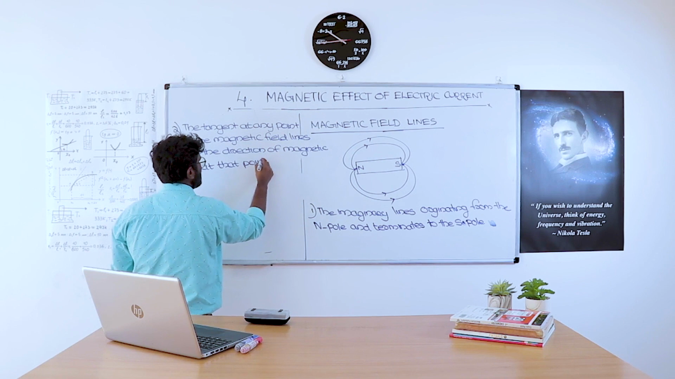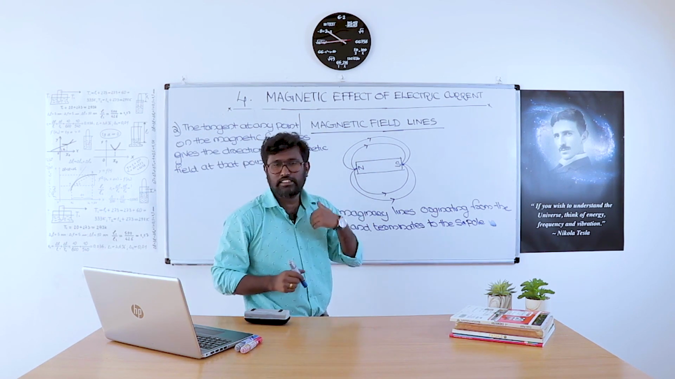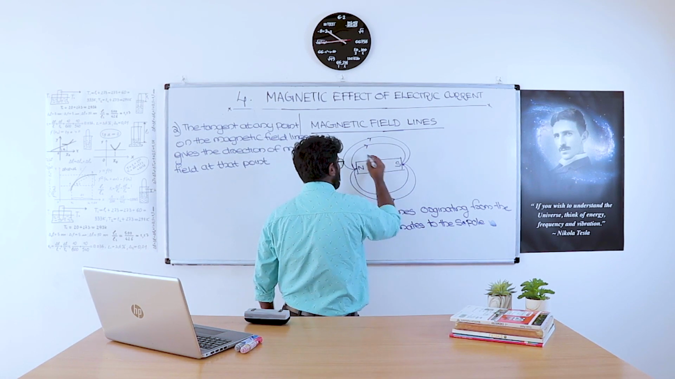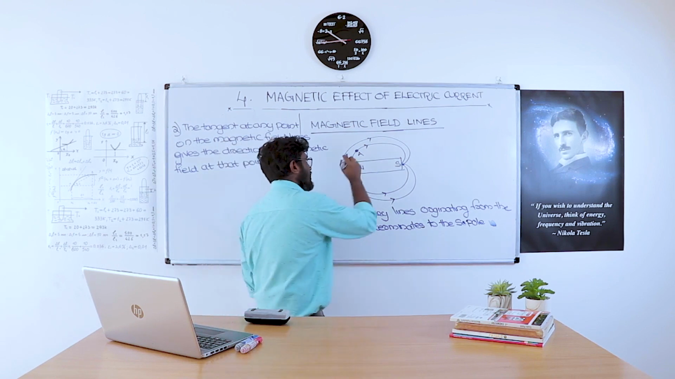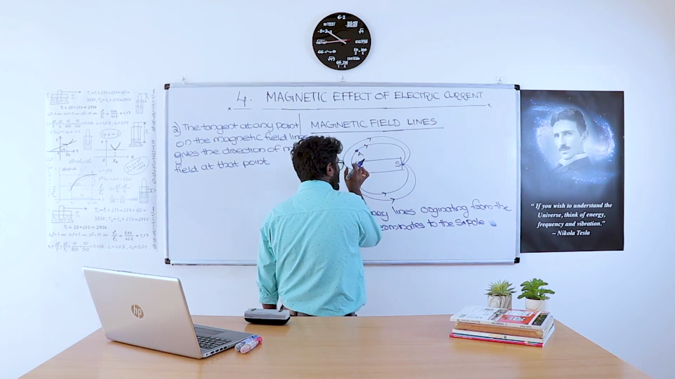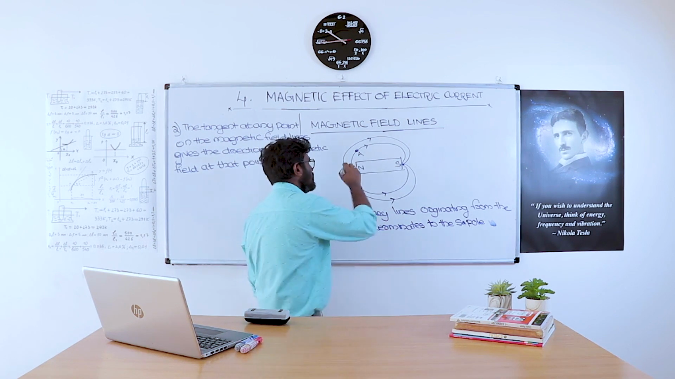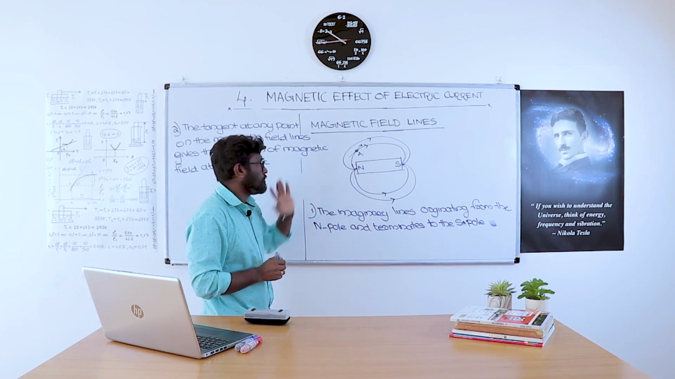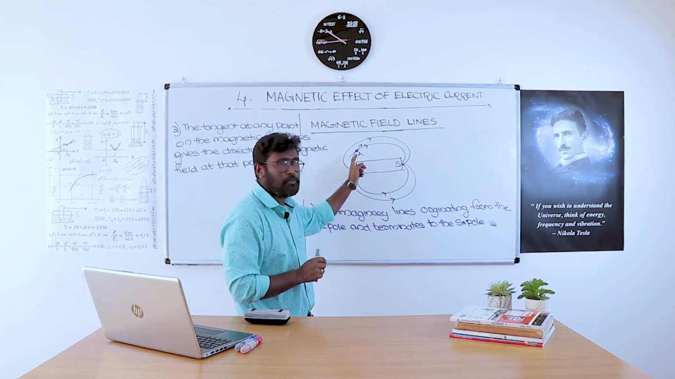The tangent at any point on the magnetic field lines gives the direction of magnetic field at that point, which means that here this is a magnetic field line. I will mark a point here, and this is the point A. How do we find the direction of magnetic field at the point A? First of all, draw a tangent at the point A. That tangent will give the direction of magnetic field at the point A.